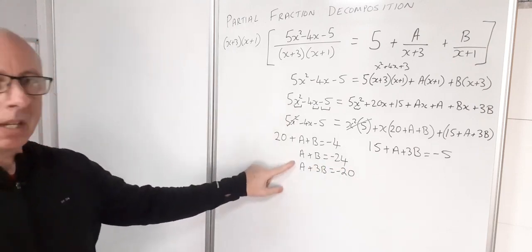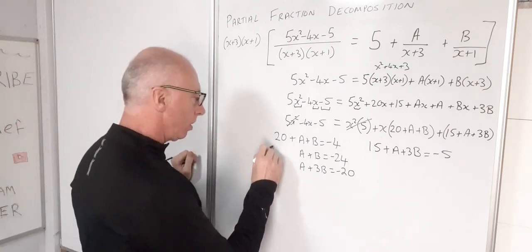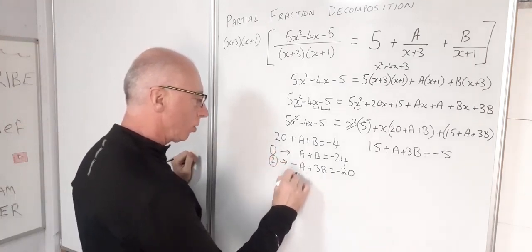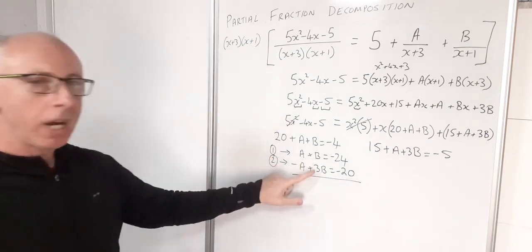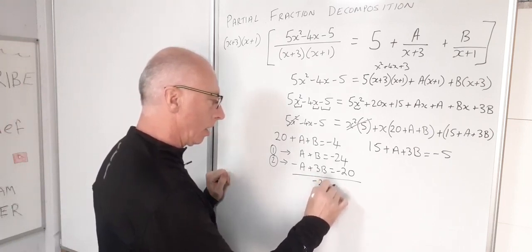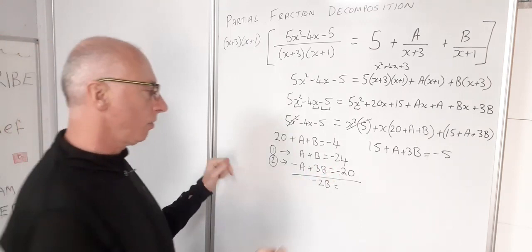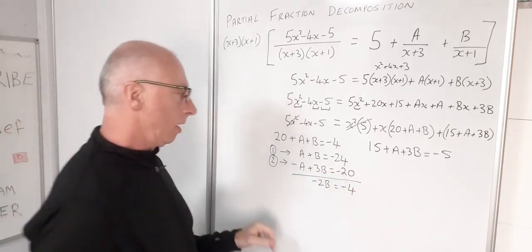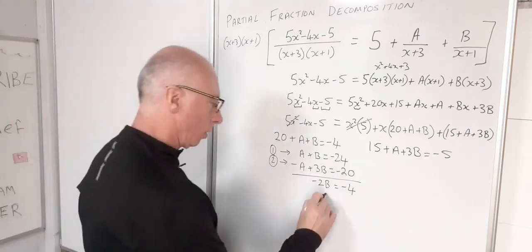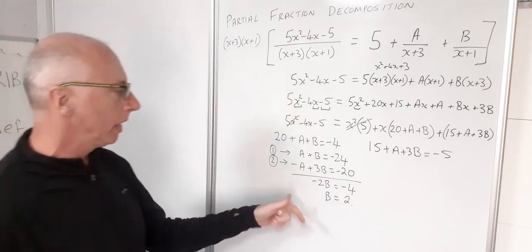Right, I've got two A's here. So now I can just subtract these two equations. So this is equation 1, this is equation 2. Let's just subtract them. B minus 3B will give me minus 2B. And then minus 24 minus minus 20 will give me minus 4. So now I've got minus 2B equals minus 4, so therefore B equals 2. So that's good. That's my first building block, B equals 2.